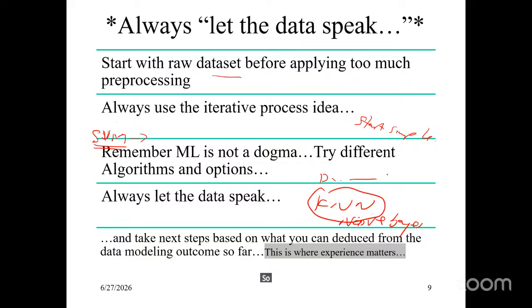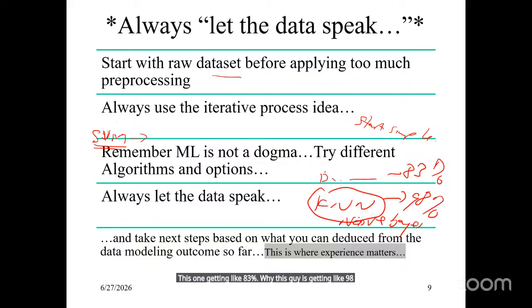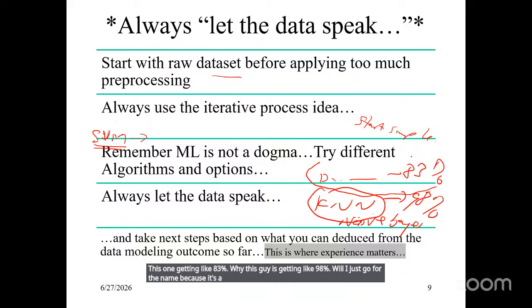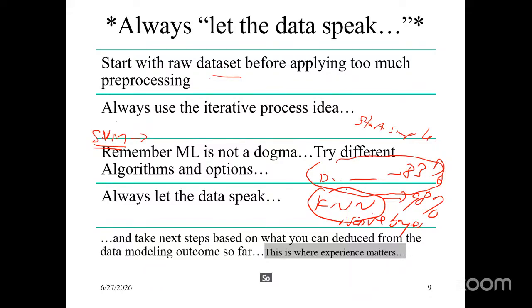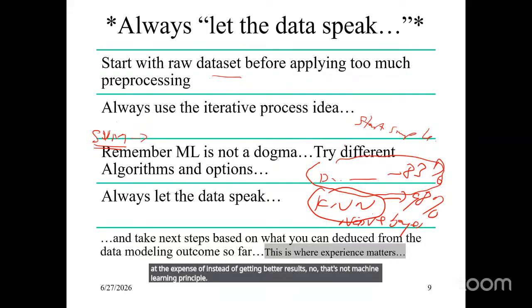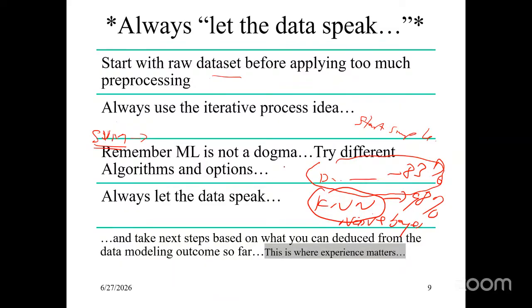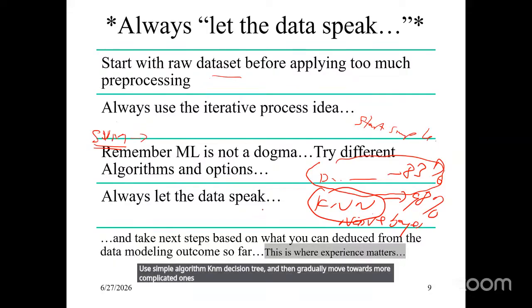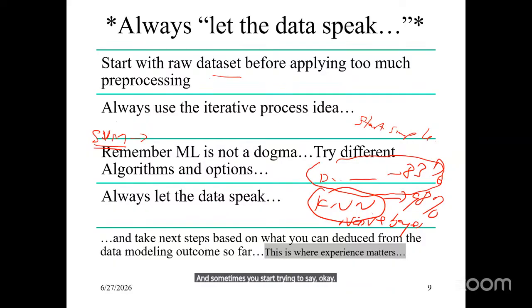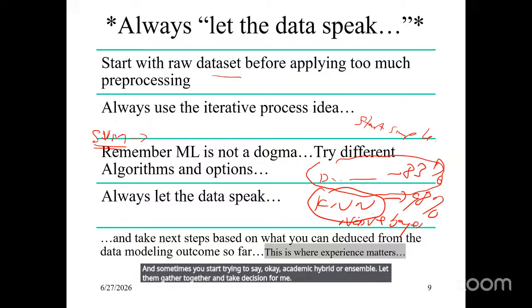So this one is getting like 83%, while this guy is getting like 98%. Will I just go for the name because it's a big name? It's a new method, so we must use it at the expense of getting a better result? No, that's not the machine learning principle. The machine learning principle says, start from simple. Use simple algorithms, KNN, decision tree, and then gradually move towards more complicated ones if these simple ones are not making it. And sometimes you start trying to say, okay, can I make a hybrid or ensemble? Let them gather together and take a decision for me. Maybe you get a better result.